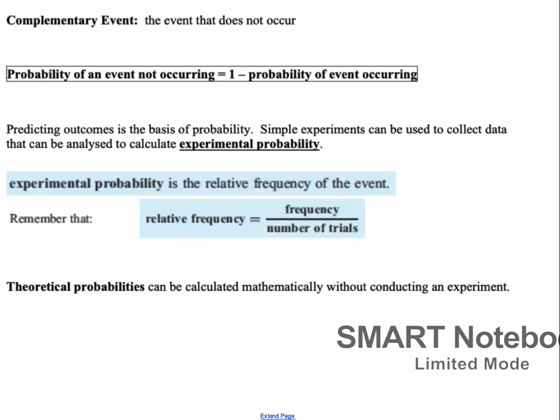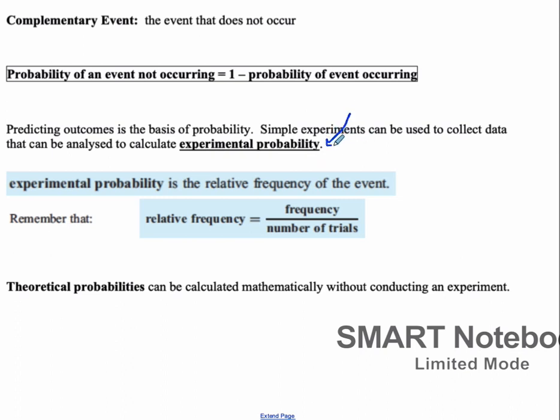Let's take a look at a complementary event. The probability of an event not occurring is equal to 1 minus the probability of an event occurring, which is kind of common sense, but sometimes it's easier to calculate one than the other, so it's an important thing to remember.